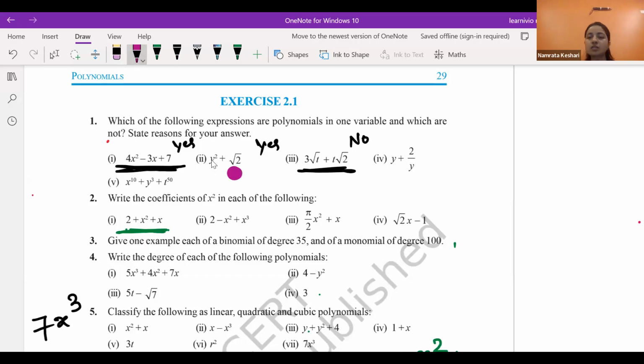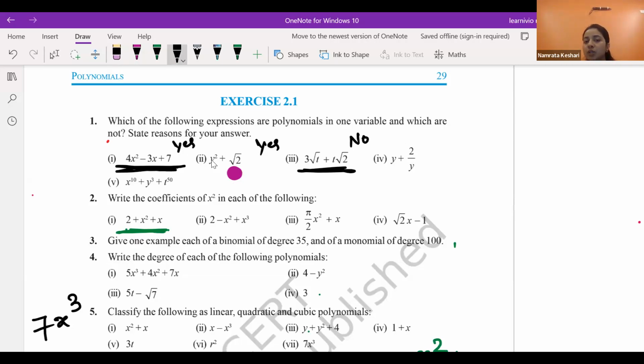So root 2 over here is completely okay. Even if you are having in any example root 2 y square, you need to check whether y is inside the root or outside the root. If y is outside the root, well and good. Got it? Yeah, ma'am. Okay, so this type of question should not confuse you.